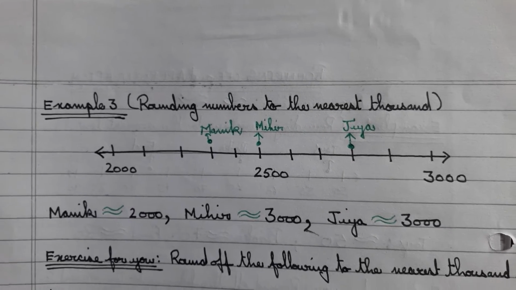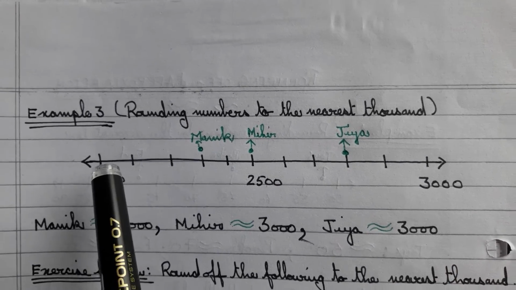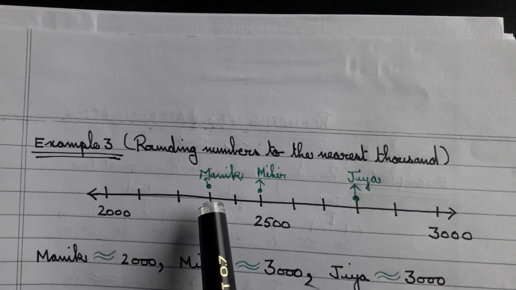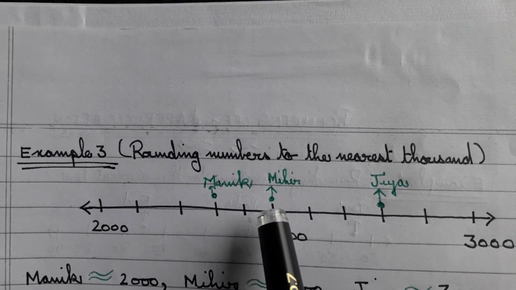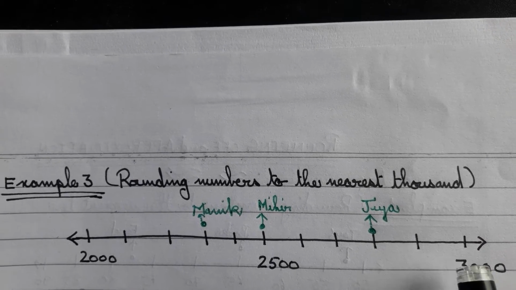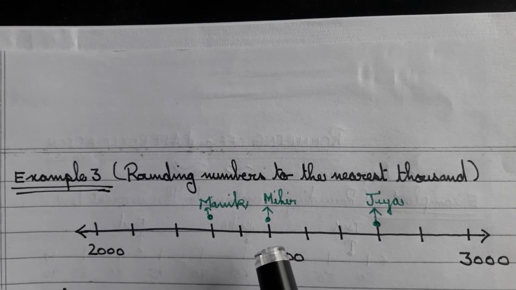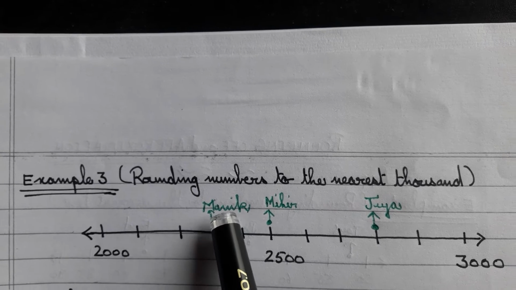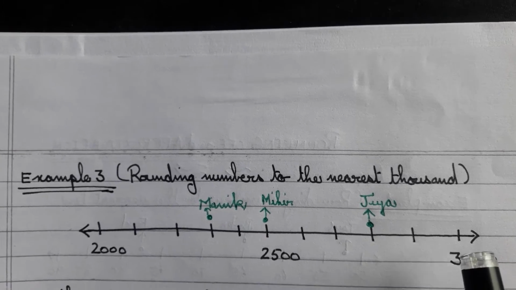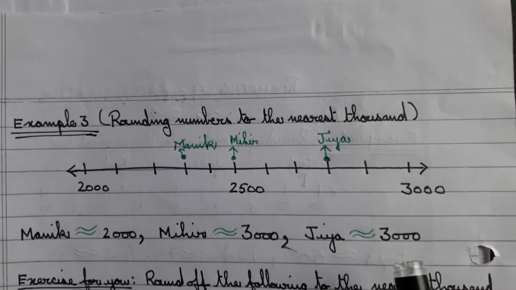All right. Example 3. Rounding numbers to the nearest 1000. So the number line starts from 2000, ends at 3000, and Manik is somewhere here, and the midpoint is 2500 where Mihir is, and Jia is between 2500 and 3000. So let's look at the amount of money they have. Manik, since he is less than 2500, so his approximate value will be 2000. Mihir 2500, so it will be 3000. Jia approximate 3000. See, Manik 2000, Mihir 3000, Jia 3000.